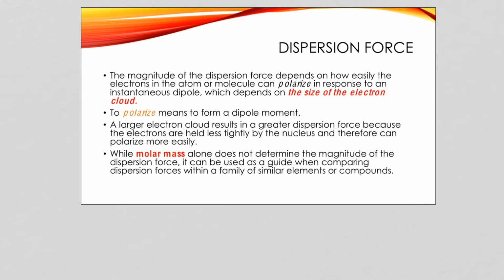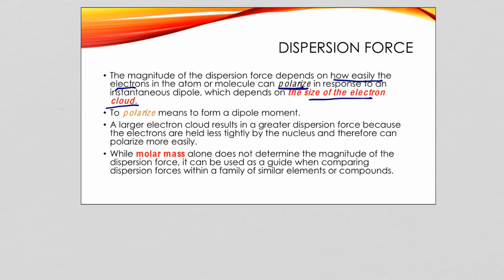Now, how strong are these dispersion forces, or what influences the strength of these? Well, it depends on how easily the electrons can form this instantaneous dipole, or what we call polarize, right? Create a dipole. Now, this is related to the size of the electron cloud. What's going to make the electron cloud bigger or smaller? Well, if there are more electrons, we have to have more orbitals, and those orbitals will become further and further away from the atom. That'll create a larger electron cloud.